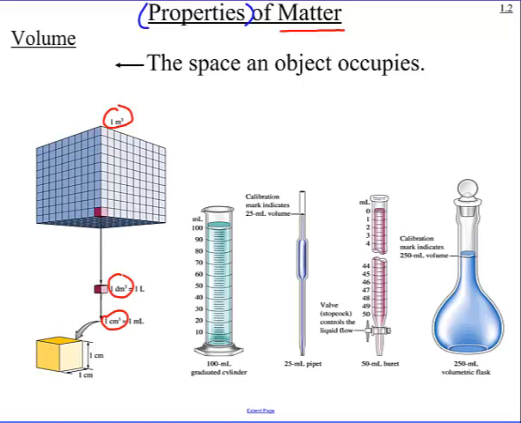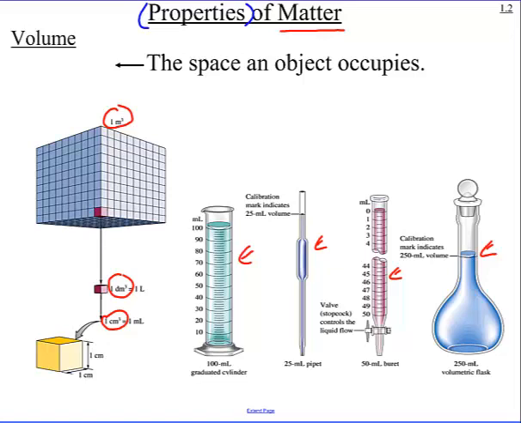What we have here are different devices. This is a graduated cylinder. This is a volumetric pipette. This is a burette. And this is a volumetric flask. All of those do exactly the same thing. They measure the volume of liquid, and they do it very accurately. All right, so that's one of our properties, volume. We're going to use that a lot.